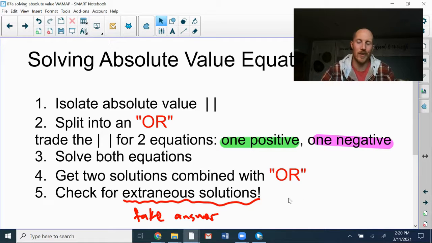Extraneous is basically a complicated math word that refers to fake answers. We will not see any of those to start with here for today, but that will be coming in the future. And so I want to set the precedent for checking for extraneous solutions. All right, let's see some examples.